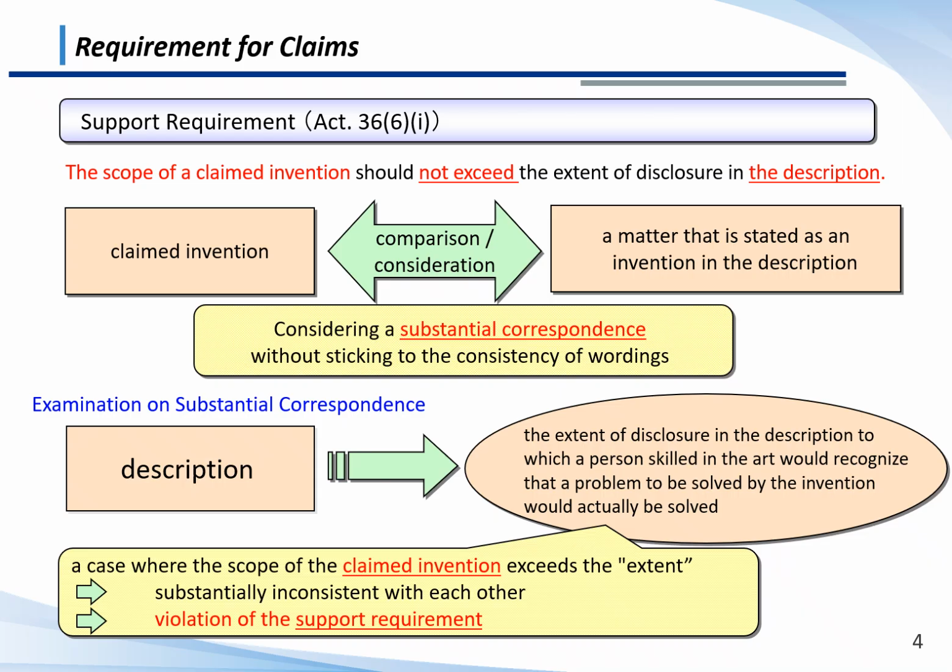The consideration of the substantial correspondence done by the examiner is to examine whether or not the claimed invention exceeds the extent of disclosure in the description to which a person skilled in the art would recognize that a problem to be solved by the invention would actually be solved. If it is determined that the claimed invention exceeds the extent of disclosure in the description, the claimed invention and the matter that is stated as the invention do not substantially correspond with each other, and thus, the statement in the claims does not satisfy the support requirement.